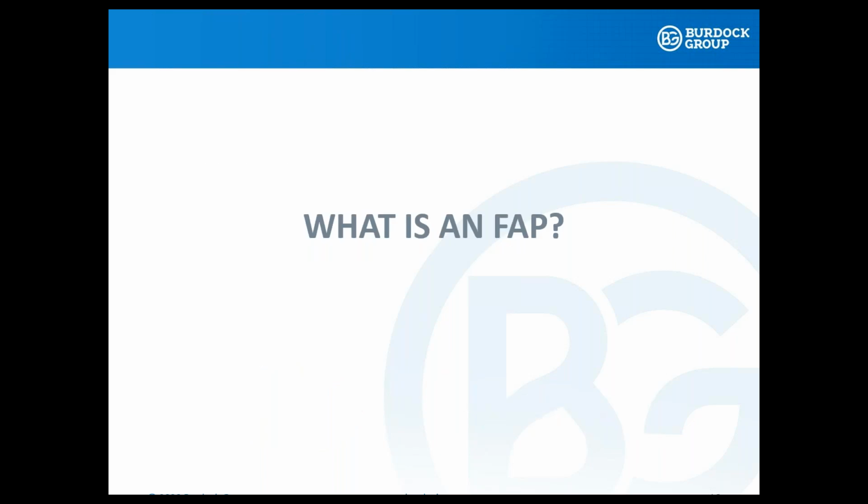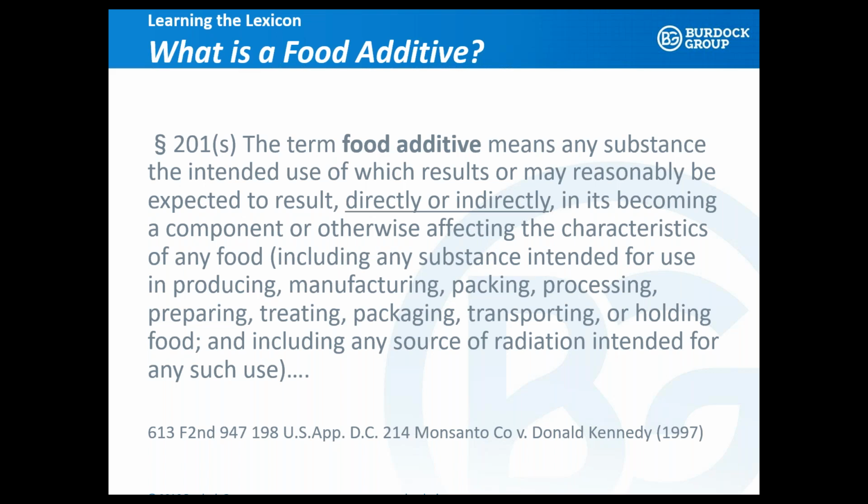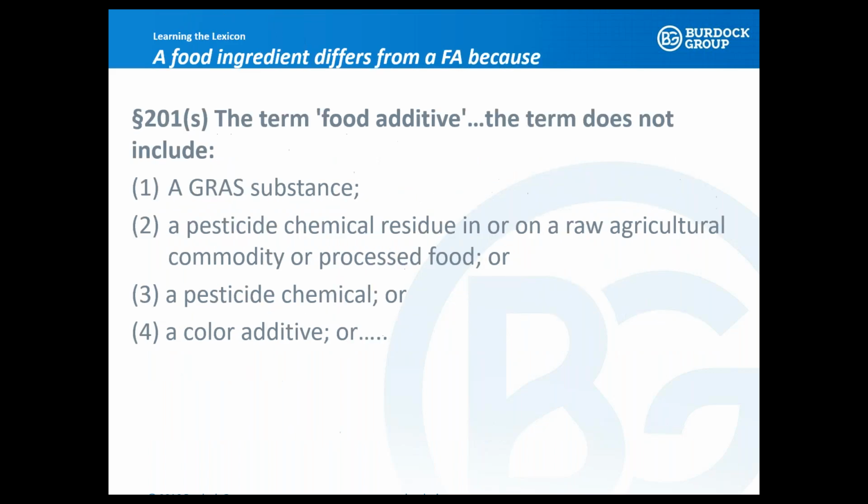What is an FAP? Starting at the top, the term food additive means any substance intended use of which results or may reasonably be expected to result directly or indirectly in its becoming a component or otherwise affecting the characteristics of any food. So you can see in the parentheses that there are many, many different parts of food. So let's talk about what's not a food additive. A GRAS substance, for instance, a pesticide, chemical residue, or a color additive.